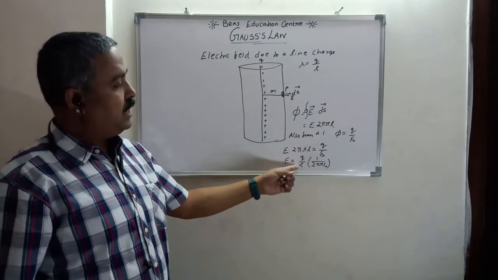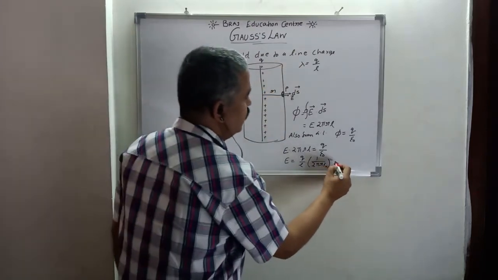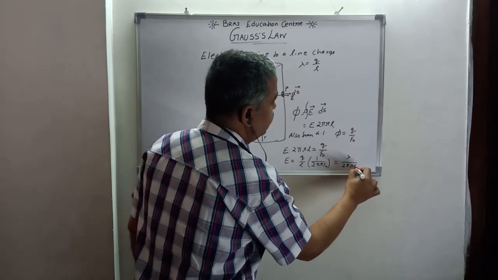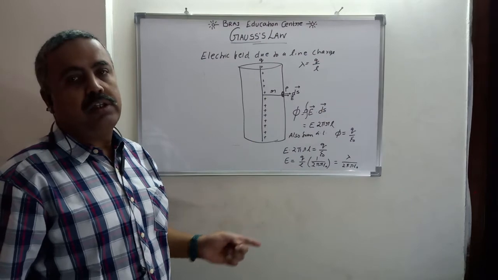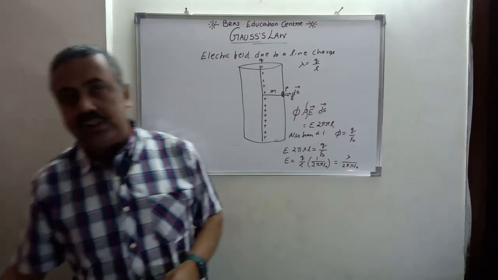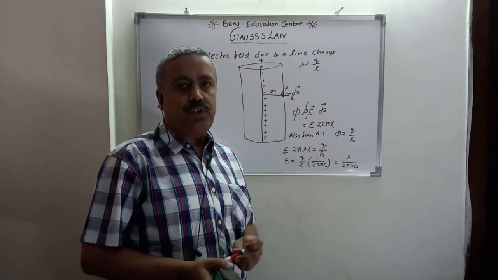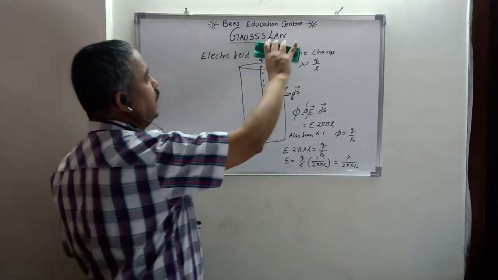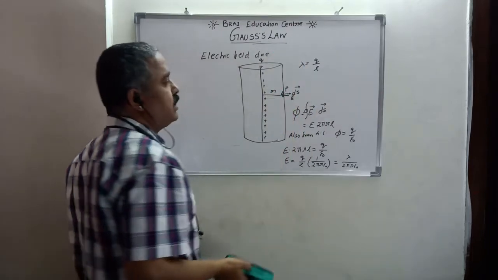I have written Q by L separately so that I can substitute lambda for it also if I want. Depending on the data given, we can use the formula to calculate electric field due to a line charge. This is our first application of Gauss's law. This is not very important in terms of board exams or questions. Mostly in board exams, we are asked to find electric field due to a uniformly charged spherical shell.